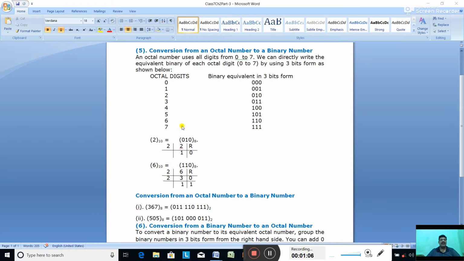Now see, the binary of 0 is 0. Now only 0. To make it 3 bits, we'll put 2 zeros on the left side. The same way, the binary of 1 is 1 only. To make it 3 bits, we'll put 2 zeros on the left side.